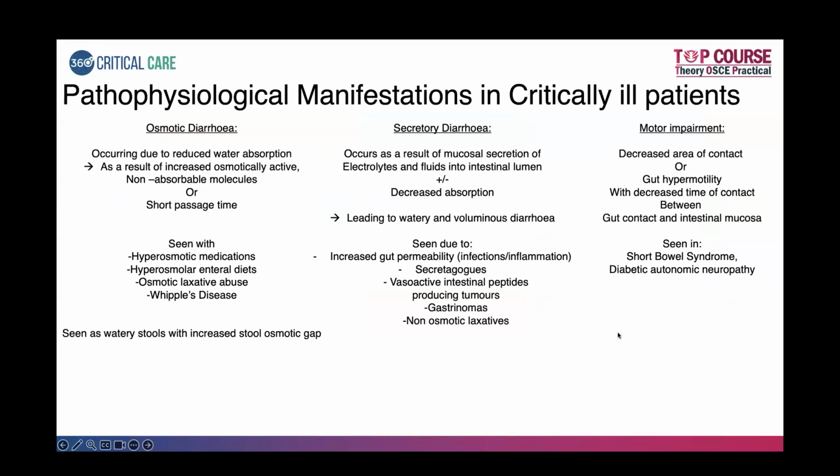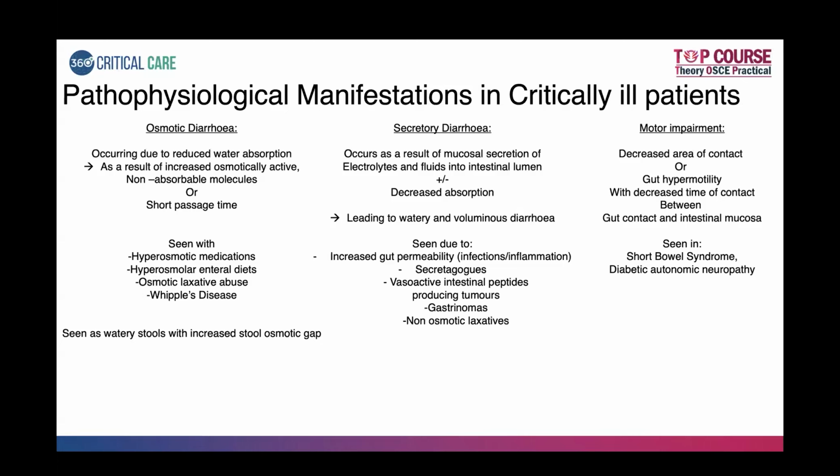So the pathophysiological manifestation in critically ill patients, either they can be because of osmotic diarrhea, secretory diarrhea, or motor impairment. So osmotic diarrhea occurs due to reduced water absorption as a result of increased osmotically active non-absorbable molecules or a short passage time. So it is mainly seen with hyperosmotic medications, hyperosmolar enteral feeds, osmotic laxative abuse, or Whipple's disease. So it is seen as watery stools with an increased stool osmotic gap.